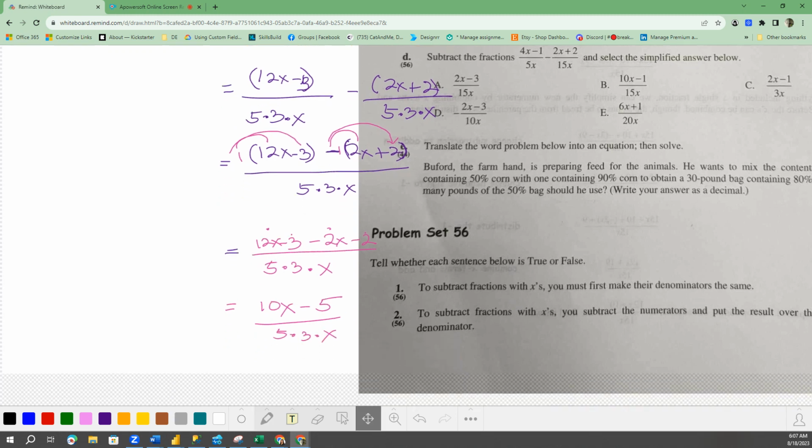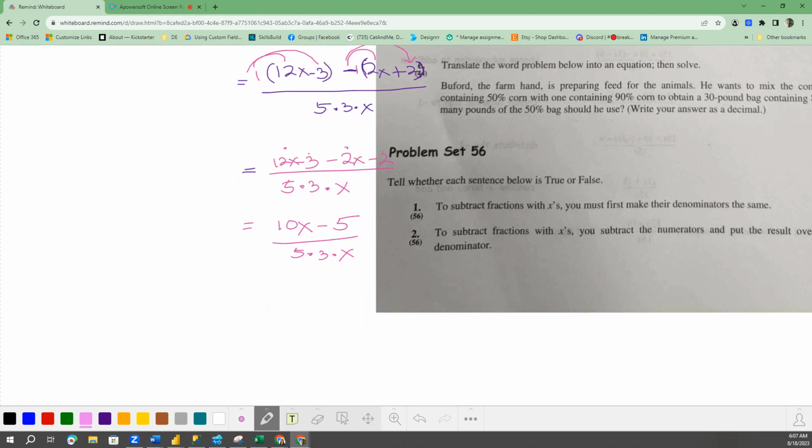Now this looks like it would have been done, but if you look at the numerator, 10x and -5, you can still factor out 5, right? Because 10 and 5 have a common factor. So let's factor out the 5. 10x divided by 5 will be 2x minus 1, right? Because 5 divided by 5 is 1, over 5 times 3 times x. And so you can see that the 5 can be canceled out some more. So therefore your final answer is 2x minus 1 over 3x.